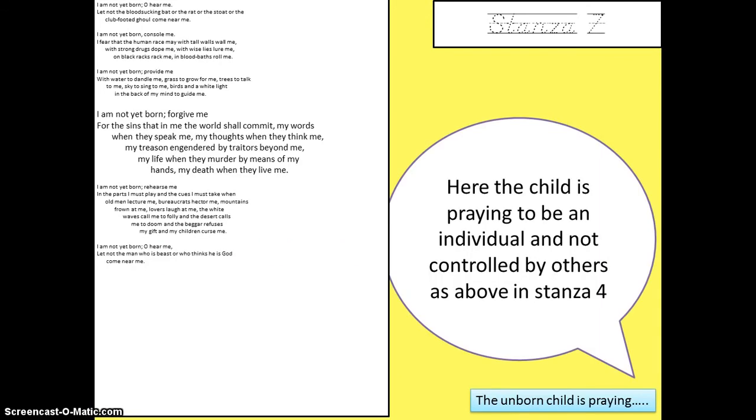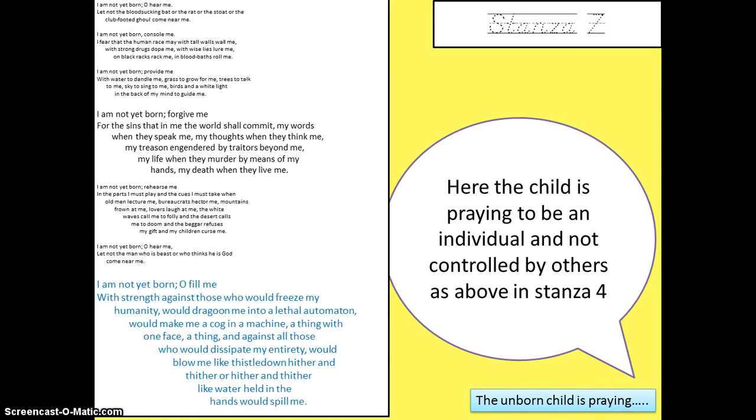In stanza 7, the child is praying to be an individual. It does not want to be controlled by other people, as it is in stanza 4 with the theys and the me's. So it wants to be an individual. It doesn't want to be just one face or a thing. And it wants to be against all of those who would turn it into what society wants instead of letting it be an individual.